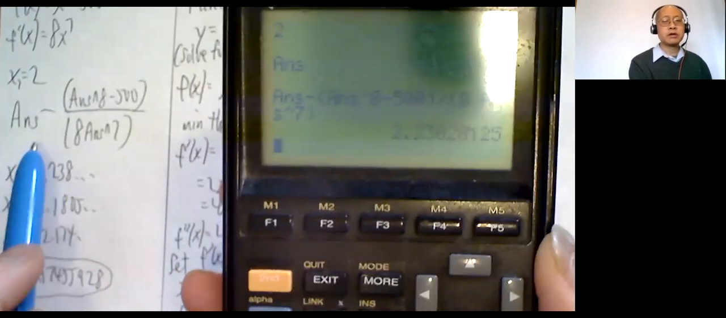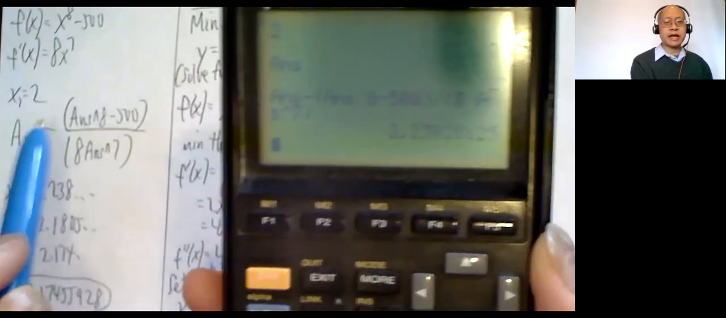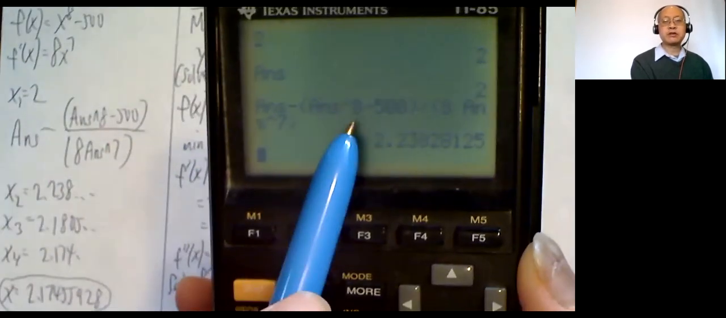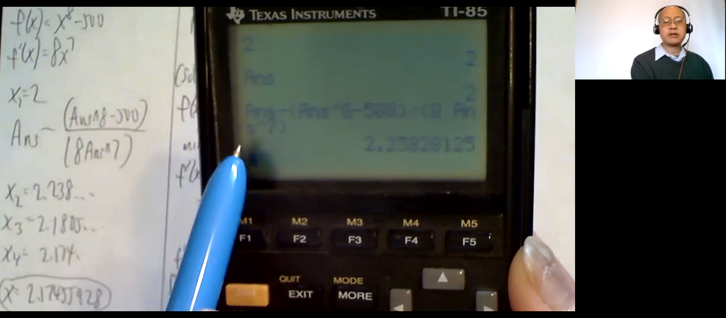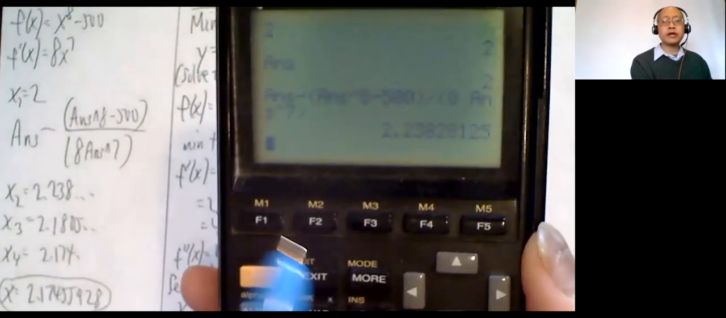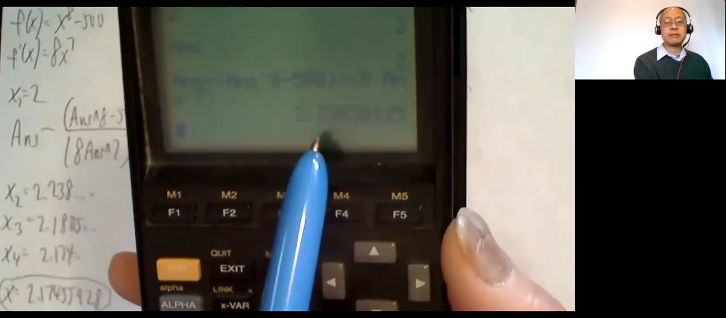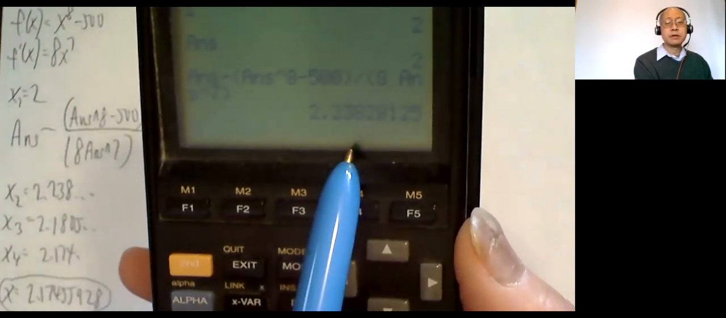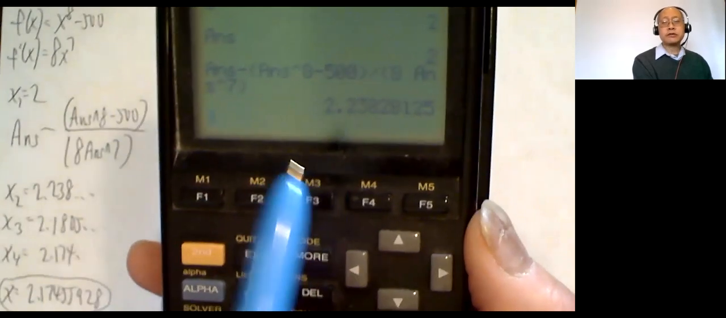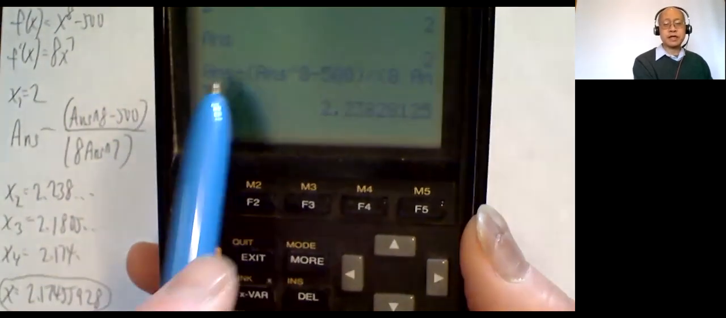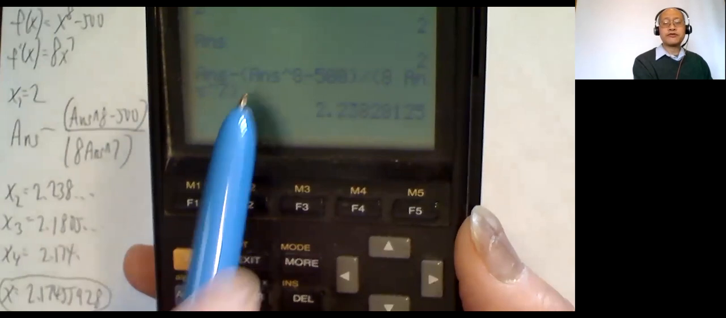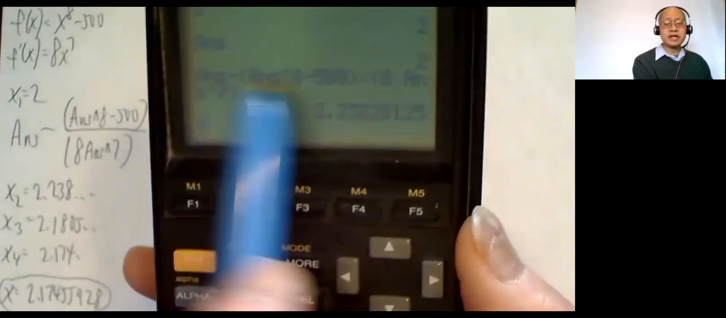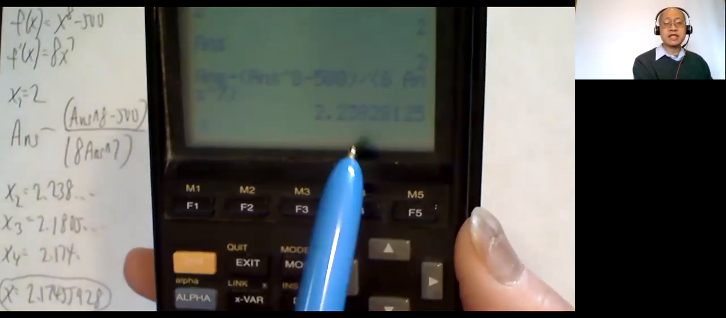But I typed in answer. Well, I literally typed this: answer minus answer to the 8th minus 500 divided by 8 answer to the 7th. Now, what is stored in the memory location of answer no longer is 2. It's now 2.238 and so on. That's in memory. In addition, the calculator stores the last command, which was this. So as far as the calculator is concerned, this is the operation and this is the answer.